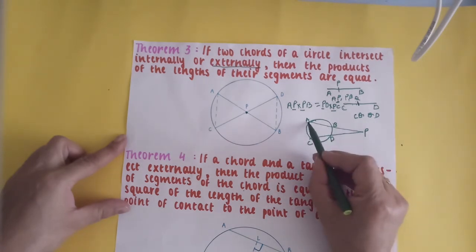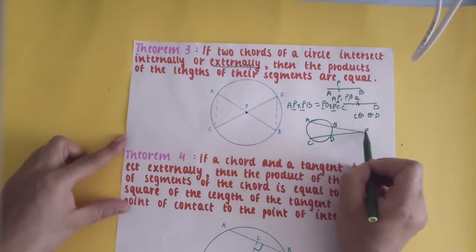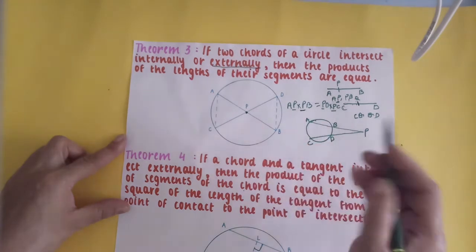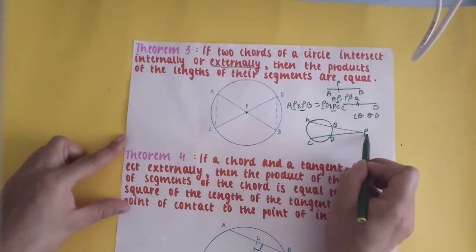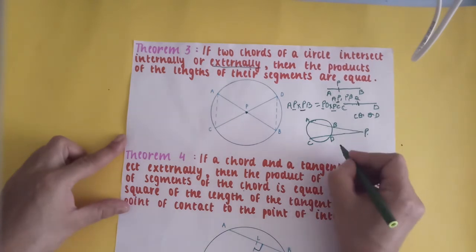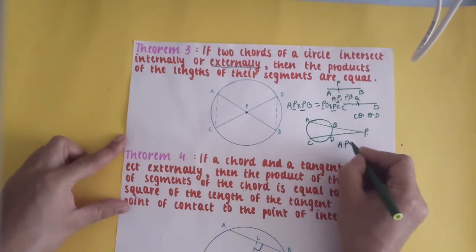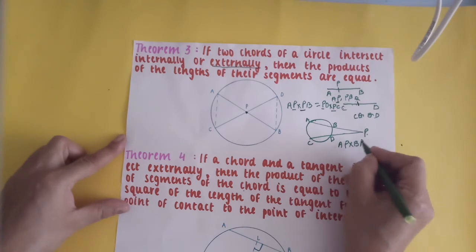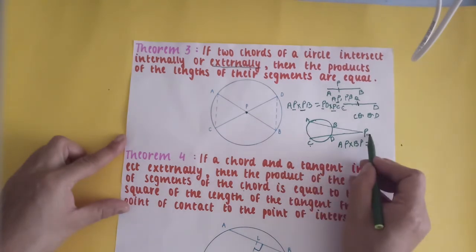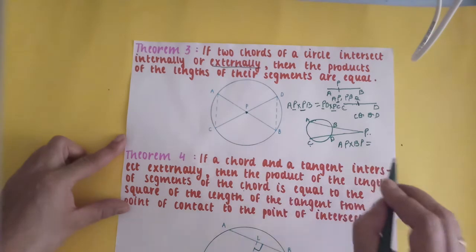It won't be AB into BP. As I told you, P has to be there. It is AP into BP. Then it will remain AP into BP is equal to CP into DP. P has to be there.